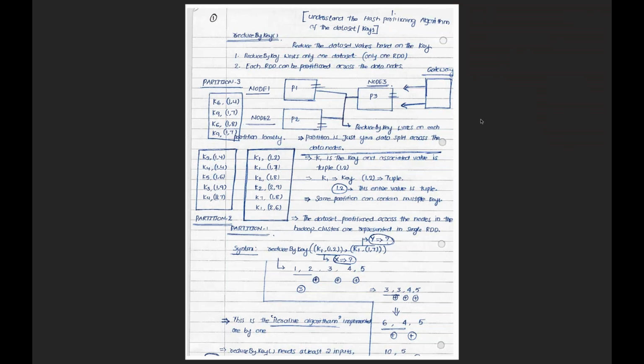Before you understand reduceByKey, I wanted to revise that we have already discussed that data will be distributed along the data nodes, which will have partitions. Now, for example, if you see this diagram here, it reduces the dataset's values based on the key. You know what is a key, you know what is a value. ReduceByKey simply reduces the dataset values depending upon the key.